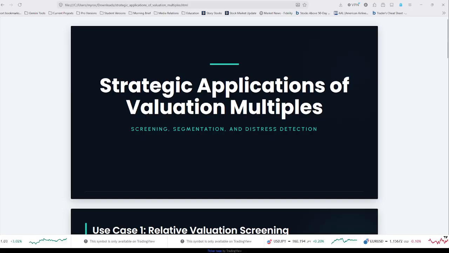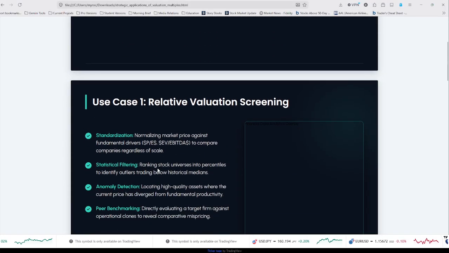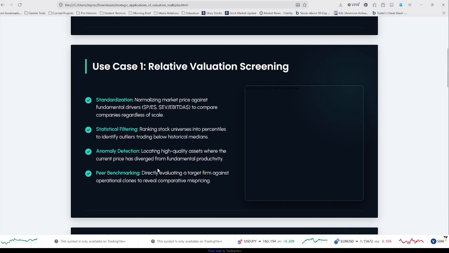All right, so let's take a look at this first slide here. This is one of the top use cases for valuation multiples. It's called relative valuation screening. So as I said, we have a company. They're in a specific industry. We have to figure out what the stock is worth.